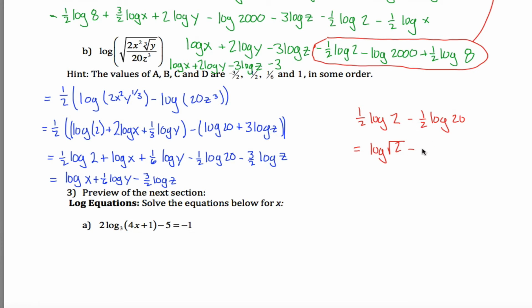And I'm going to keep that as minus and call this the log of the square root of 20, taking those 1/2s up. And then using my second log rule, I can say this is the log of root 2 over root 20, which is the square root of 2 over 20. And that is the log of the square root of 1/10. And so that's asking me what power must you raise 10 to make it equal to the square root of 1/10. Well, the answer to that question is negative 1/2.